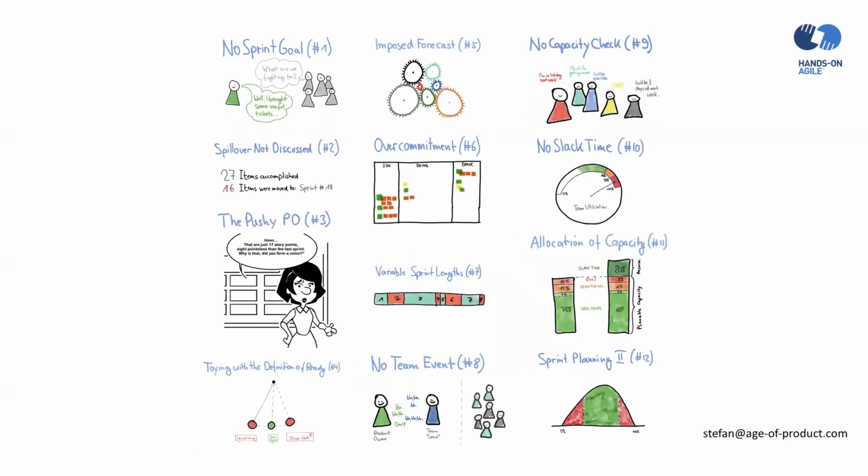Let me quickly wrap up the sprint planning anti-patterns. There's no sprint goal, number 1. Number 2, the spillover is not discussed. Number 3, you have a pushy PO. Number 4, you're toying with the definition of ready. Number 5, externals impose a forecast on the team. Number 6, the team overcommits. Number 7, variable sprint length. Number 8, the sprint planning is not a team event. Number 9, no capacity check. Number 10, no slack time. Number 11, the allocation of capacity. And number 12, it's sprint planning 2.